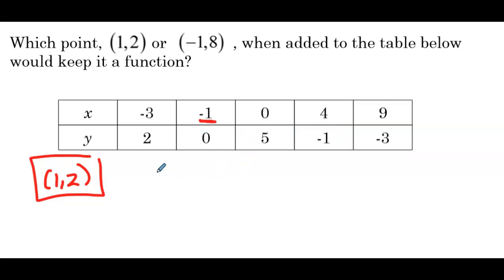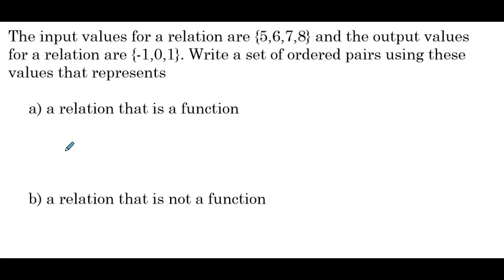We've written that definition quite a few times in this video. The input values for a relation are 5, 6, 7, 8, and the output values for a relation are -1, 0, 1. Write a set of ordered pairs using these values that represents, letter A, a relation that is a function. So we're going to have our set of ordered pairs. So we'll start with the input of 5.